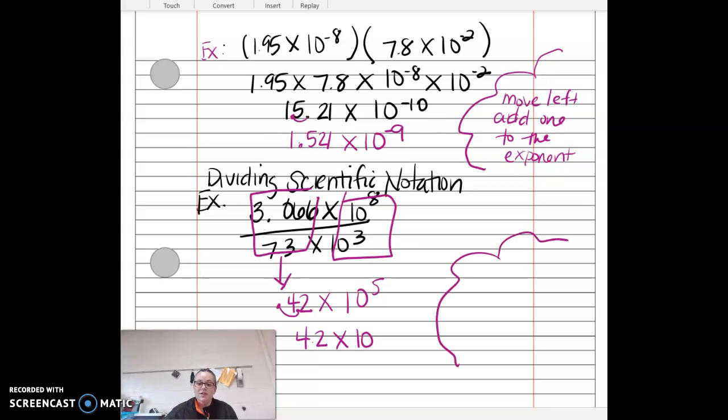So maybe cloud this. If we move right, we're going to subtract that many places from the exponent. So if I move one place, I'm going to take 1 away. So that means it's to the 4th power.